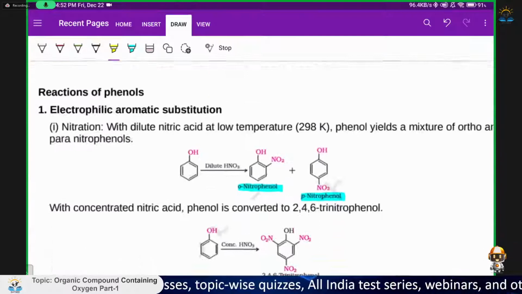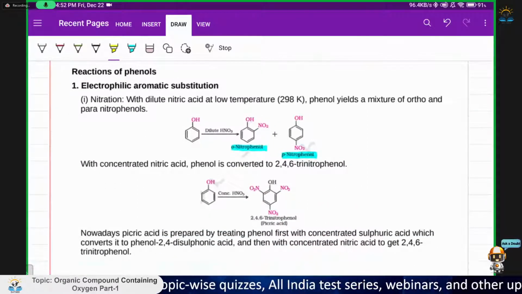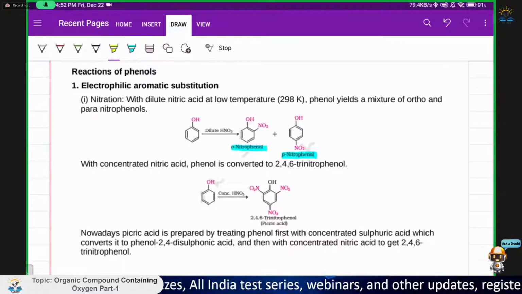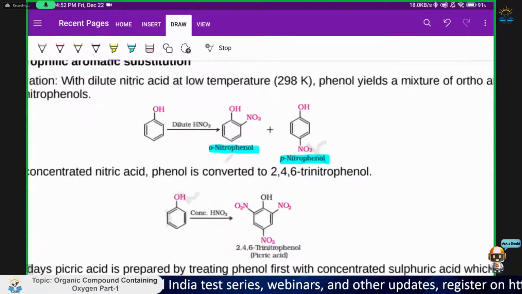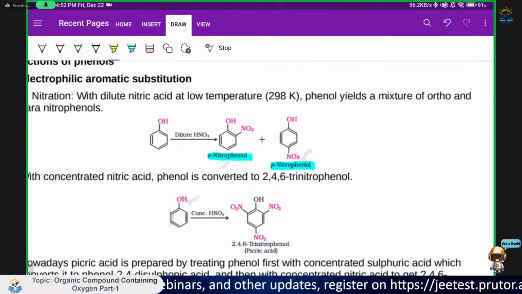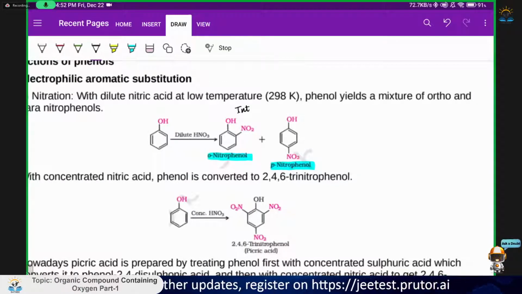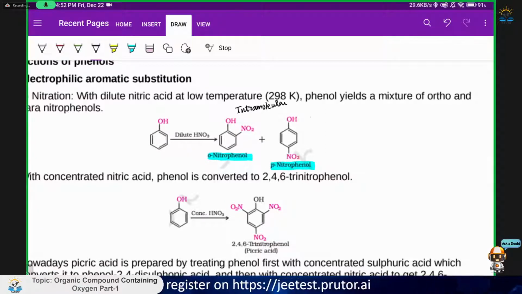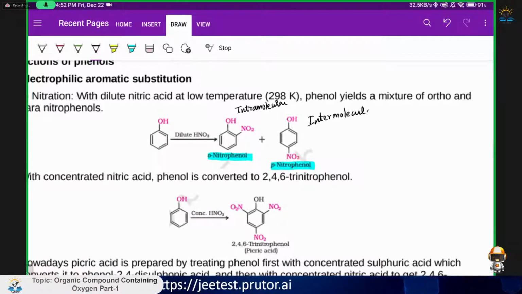Now reactions of phenols. Electrophilic aromatic substitution. First, nitration. We use dilute HNO3 with phenol. We get ortho and para nitrophenol. The thing to know here is that ortho-nitrophenol has intramolecular hydrogen bonding and para-nitrophenol has intermolecular hydrogen bonding. So these two compounds are separated using what? Using steam distillation.